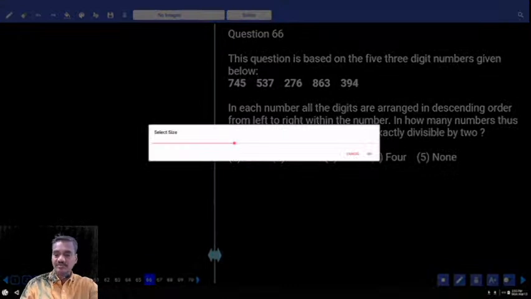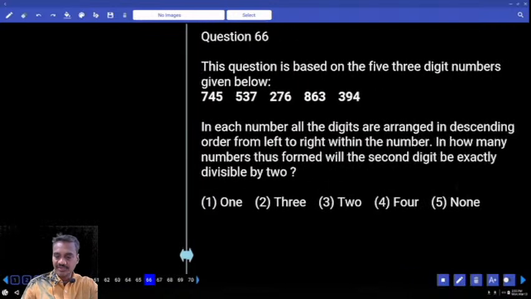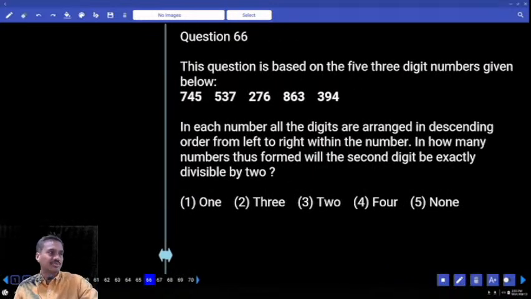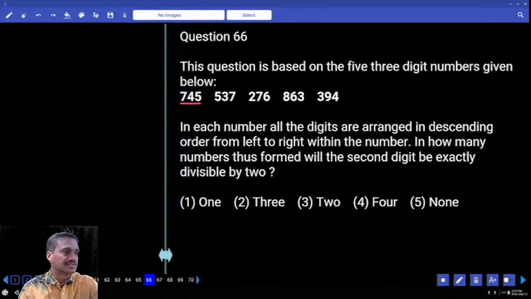Now these 5 come under which category? Set of numbers. Now tell me whether this set of numbers comes under the first priority or the second priority. Definitely under the first priority. Then in each number, all the digits are arranged in descending order from left to right. Digits are arranged in the descending order. This number will be 754 and so on.